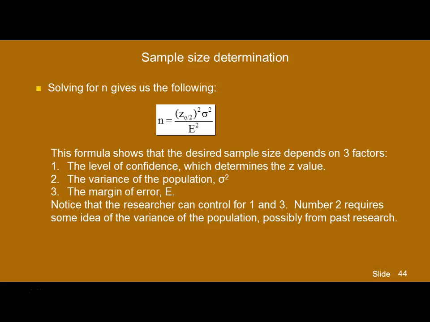We have a slight problem, however, with number 2. We need the variance of the population. You might not know that, but you're going to need some prior estimate or some past estimate of the variance of the population. So let's assume that you can do that. Then all we have to do is plug everything into the formula.